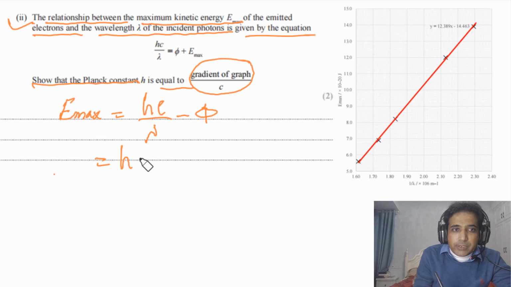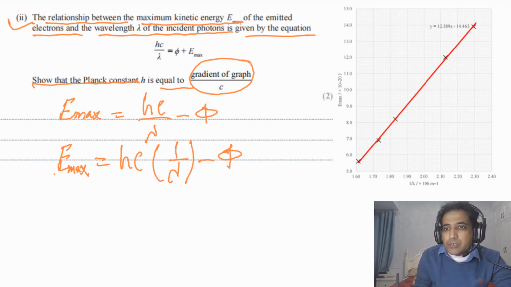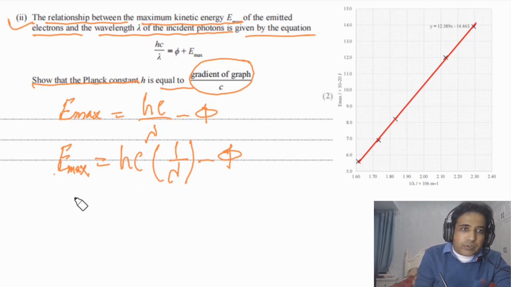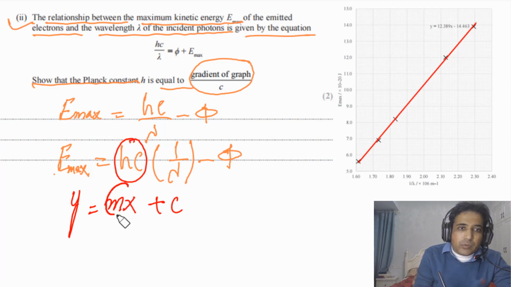We can also write down this one in a proper way. We can say hc times 1 over lambda minus, we have this is the work function. So here we have this is Emax, means the maximum kinetic energy of emitted photoelectrons. Now simply we can compare this one with straight line equation. So hc here, this is equal to the gradient, and quantity on y-axis we have Emax, and quantity on x-axis we have 1 over lambda. So this is over x.